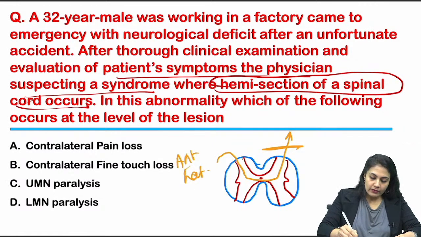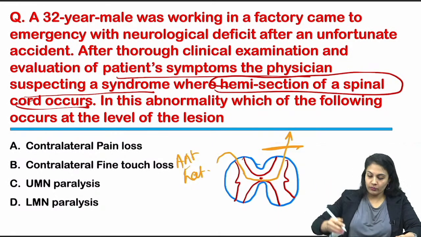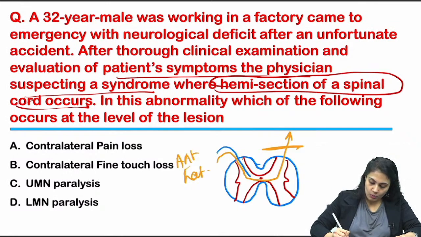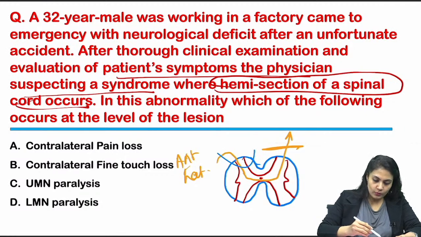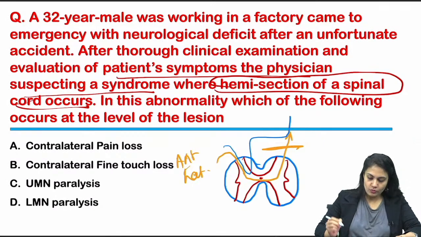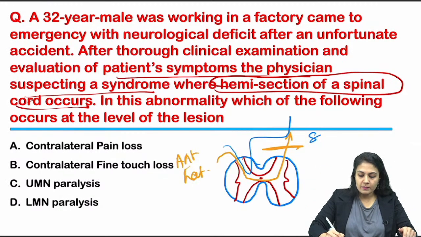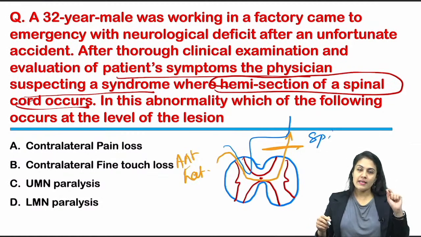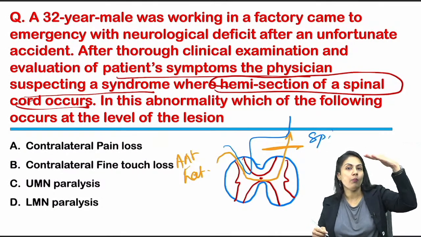Either they will cross over at the same level, or they go one or two levels up above, right? And then they cross over. Okay. So one or two levels above, and then from here they will cross over and go up. Still they will be in the spinal cord, at the same level or 2 to 3 segments above.